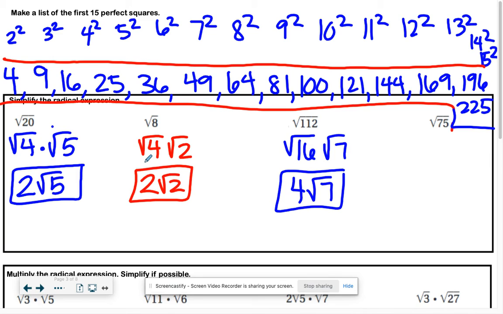You guys try 75, see if you can simplify it on your own. You're thinking, which one of these numbers up here evenly goes into 75? What goes into 75 equally? 5, but 5's not up there. 25. But 25 is. You take 75 divided by all of the numbers until you find one that works. You want it to go in there evenly. And then do you take the square root of 25? Yep.